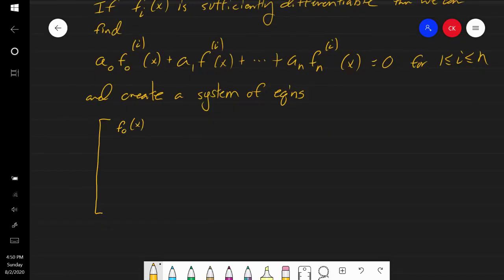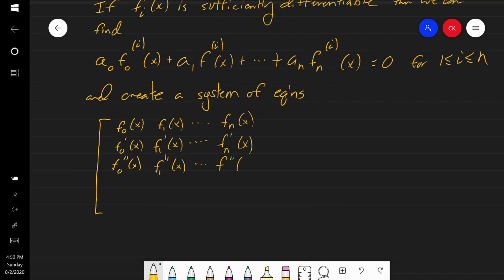So we have f0 of x, f1 of x, all the way up to fn of x for the first row. And then here we're going to have the first derivative of f0, first derivative of f1, first derivative of fn. Here we would have then the second derivative of f0, second derivative of f1, second derivative of f sub n of x. And then you just keep going, taking successive derivatives all the way up to the nth derivative. So this is going to be the nth derivative of f0, the nth derivative of f1, and then the nth derivative of fn.